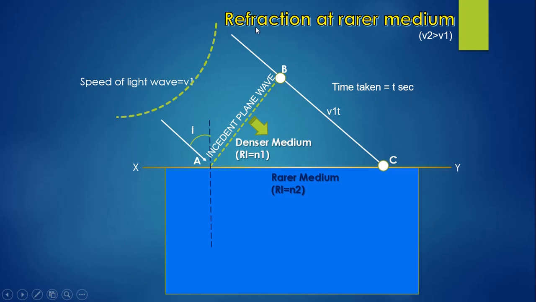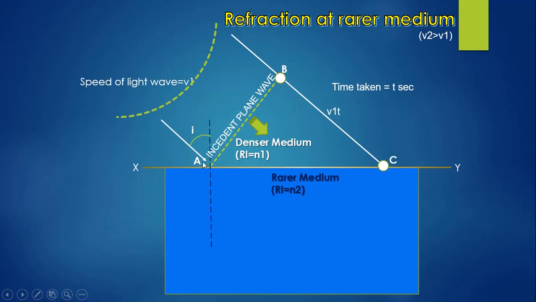Now we are studying this incident plane wave, the refraction of this incident plane wave at the rarer medium. This means refraction takes place in the rarer medium, not in the denser medium. Initially the incident plane wave is traveling in the denser medium, and afterwards it enters into the rarer medium. Refraction takes place in the rarer medium. So that is why the heading is like this: refraction at rarer medium.